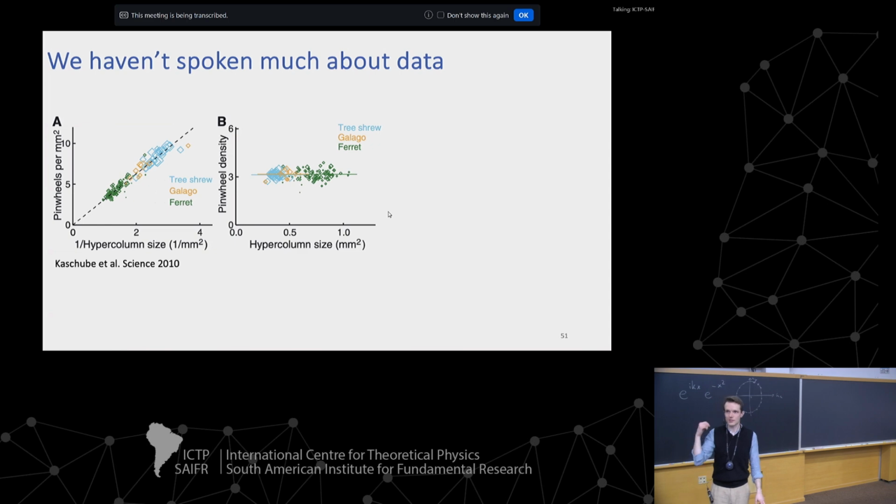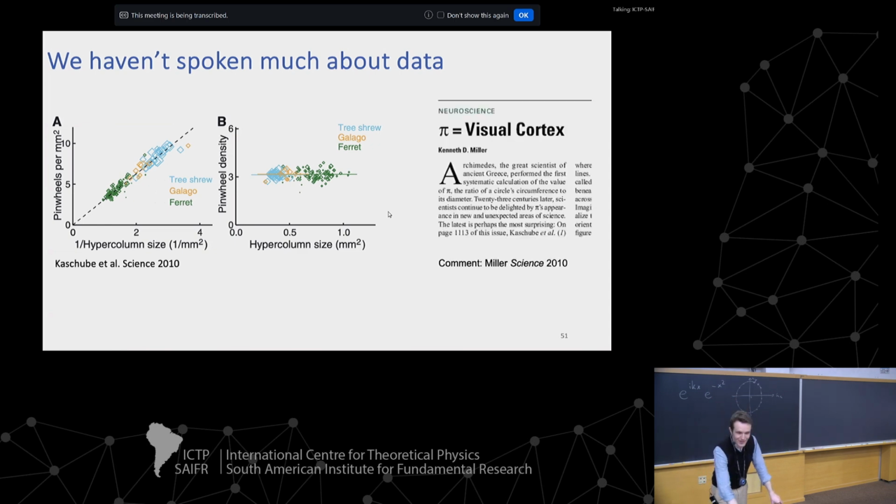And when they published this paper in Science, there's a fantastic commentary by Ken Miller, who titled it with that title, which I thought is very clickbaity, but also very, very effective, because that's how the visual system is organized.